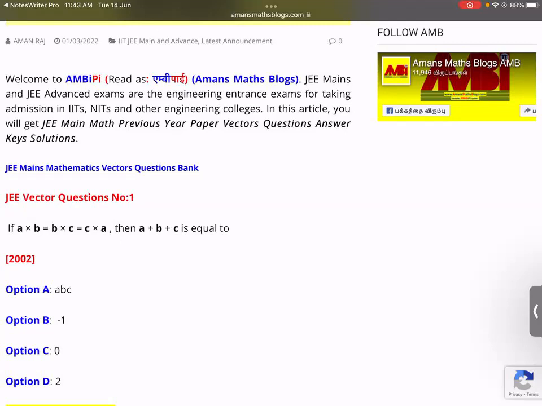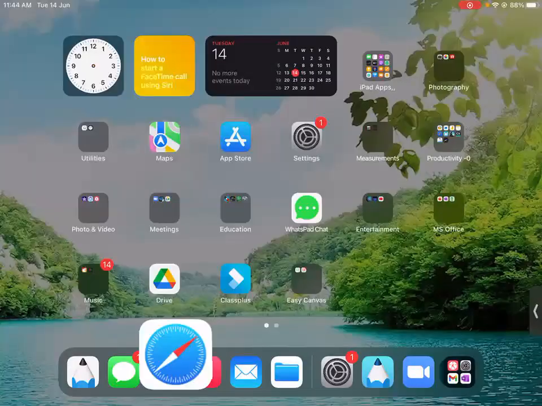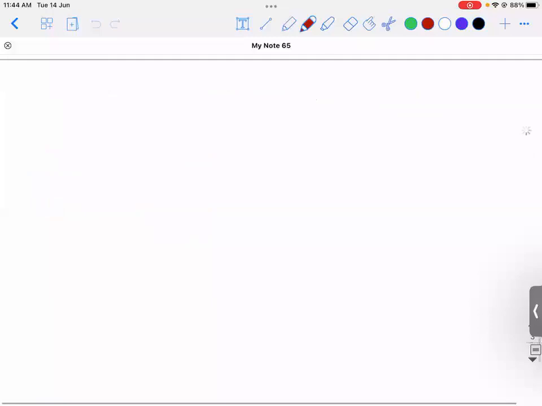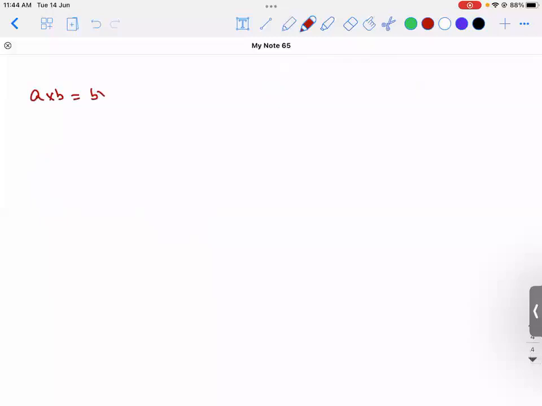Based on the knowledge you have gathered, look at the previous year JEE questions. If A cross B is the same as B cross C is the same as C cross A, then we need to find what A plus B plus C is equal to. So what they're saying is A cross B is equal to B cross C is equal to C cross A. Then we need to find what A vector plus B vector plus C vector is equal to.